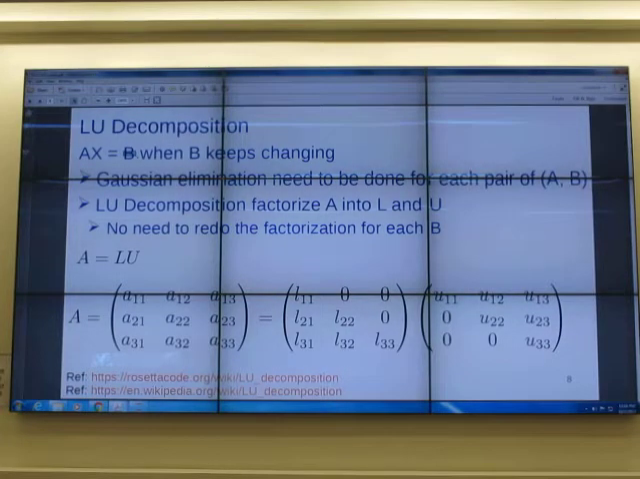So LU decomposition or factorization is to change A into L multiplied by U. And when I say L, I include the diagonal term, and for U, I also include the diagonal term. Once we do that, if B changes, this doesn't change, right? This stays the same because it doesn't have anything to do with B. So it's good. We don't need to redo the whole thing. But for Gaussian elimination, we have to redo the whole thing.